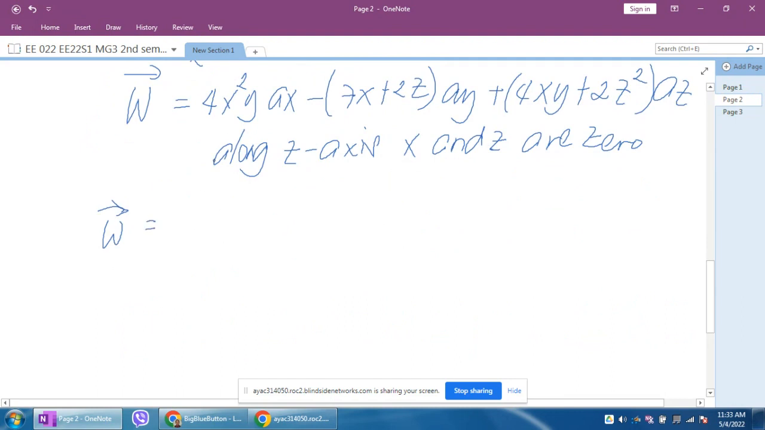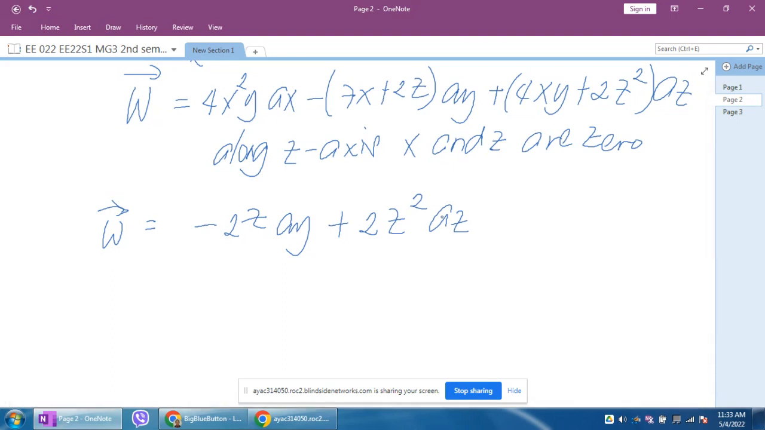So, ibig sabihin, ito po, 0, ito 0, wala na to. Itong negative 7x, 0 na rin po. Ano na lang matitira? Negative 2z ay. Tapos, plus, so dito po, 0 na po ito. So, you have 2z squared az. Yan na lang po.